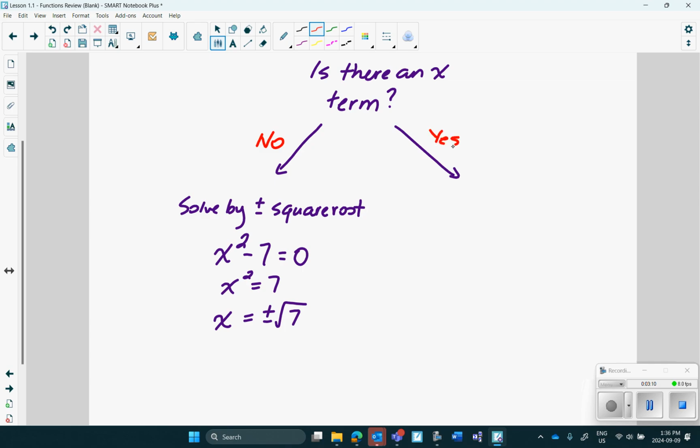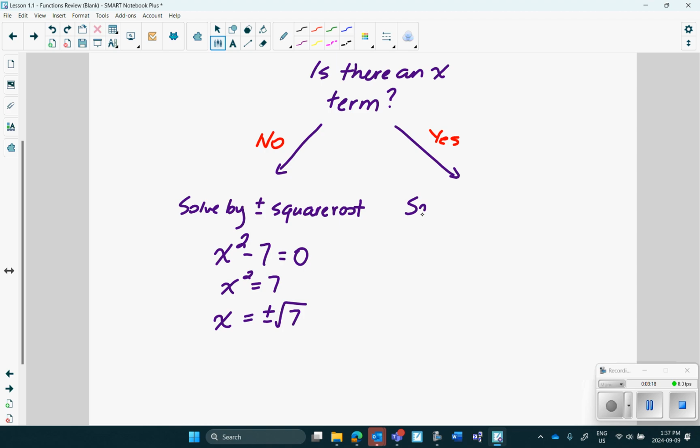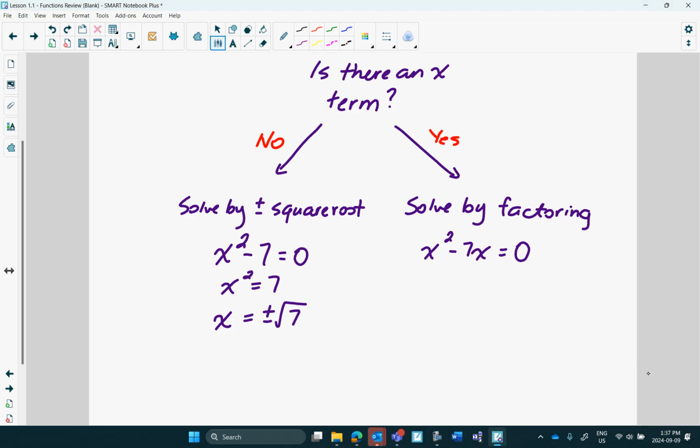If it's yes, it's solved by factoring. And there's many different types of ones. Not many. But let's look at a few. So let's look at this one. Very similar to the one I just did, but notice the difference between the two. There's an x term in this one, which means that we solve it by factoring.